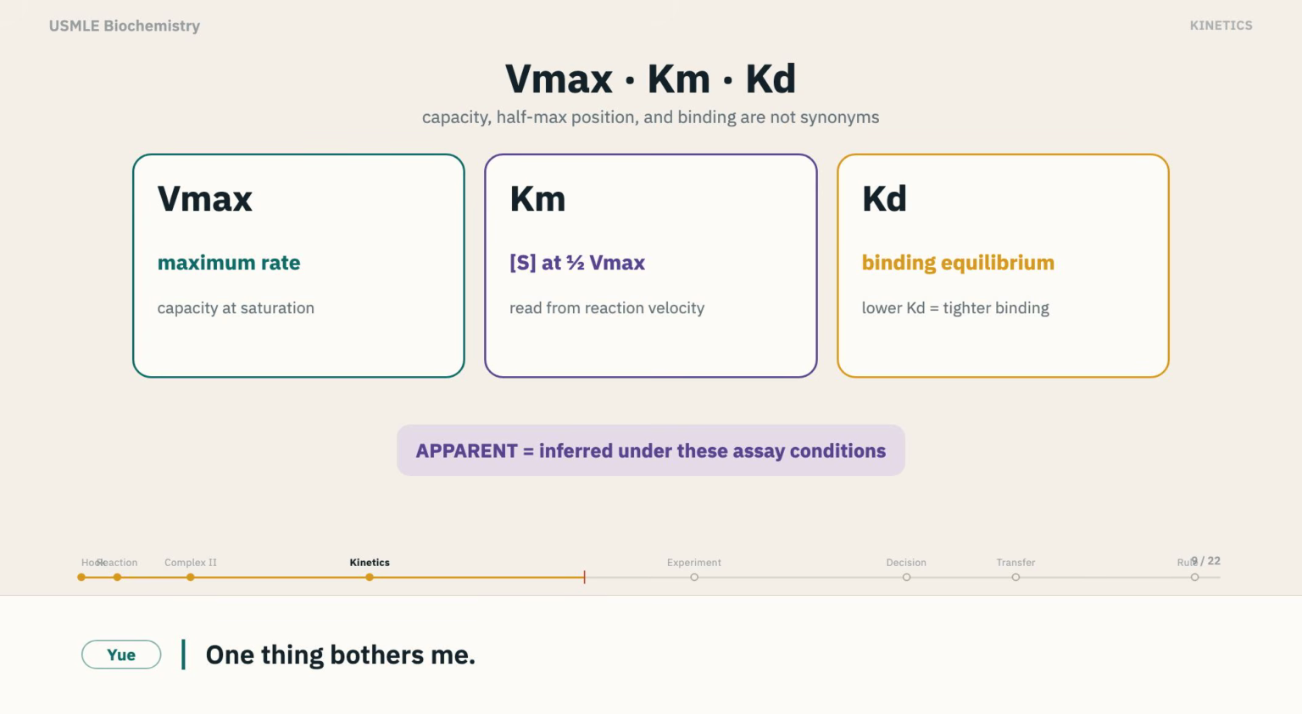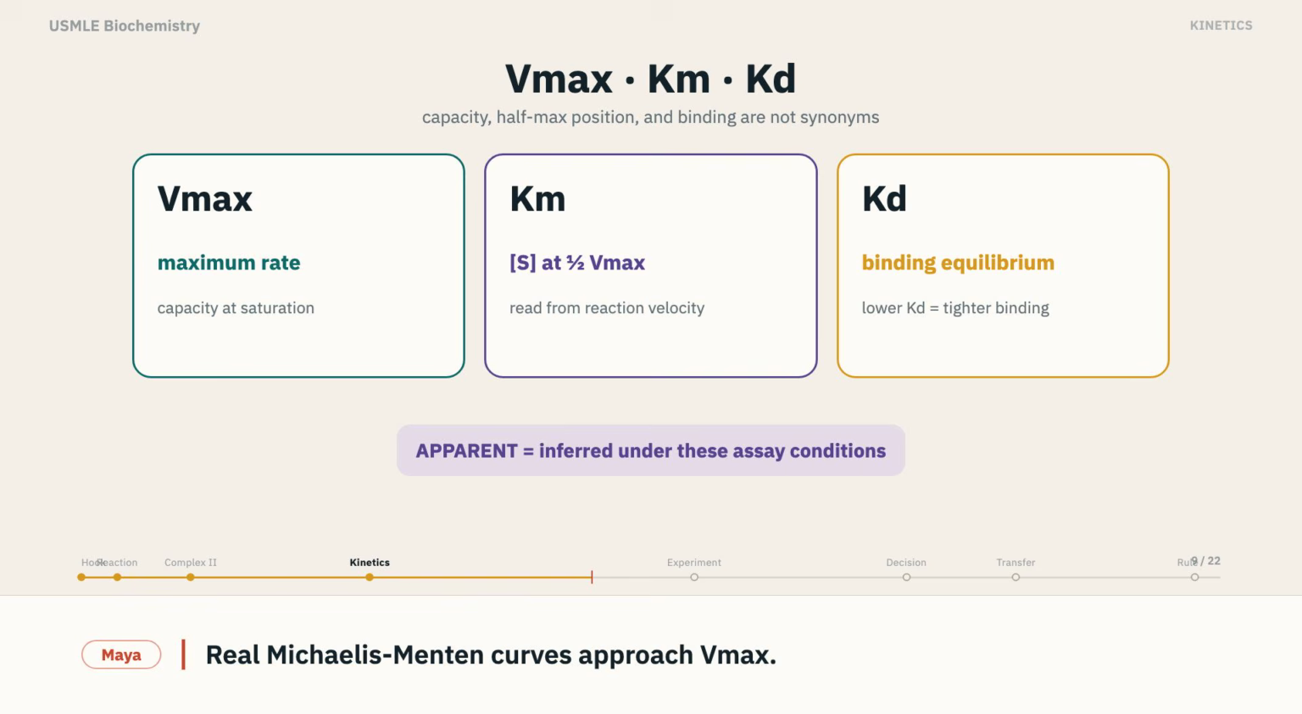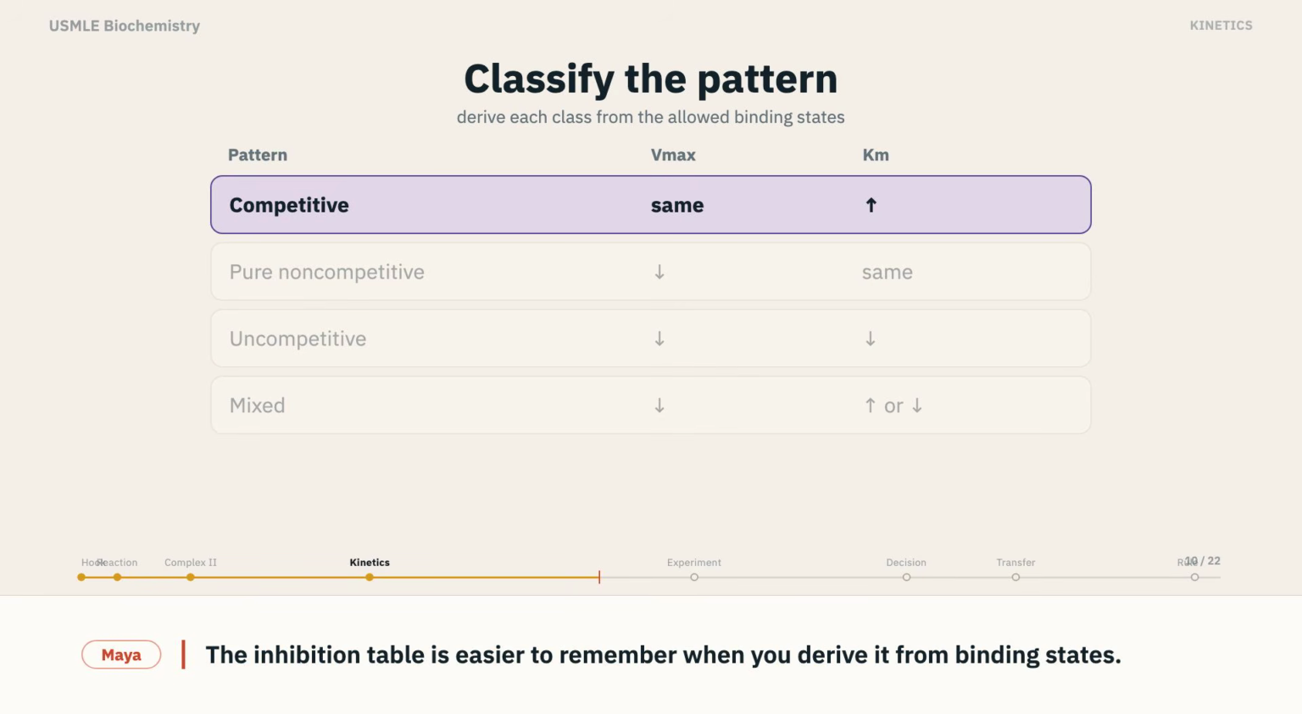One thing bothers me. If the curve only approaches Vmax, no finite substrate concentration literally reaches the mathematical plateau, right? Real Michaelis-Menten curves approach Vmax. When a teaching table repeats the same high substrate rate, read it as a rounded or simplified plateau. The inhibition table is easier to remember when you derive it from binding states. Keep the model attached to SDH.